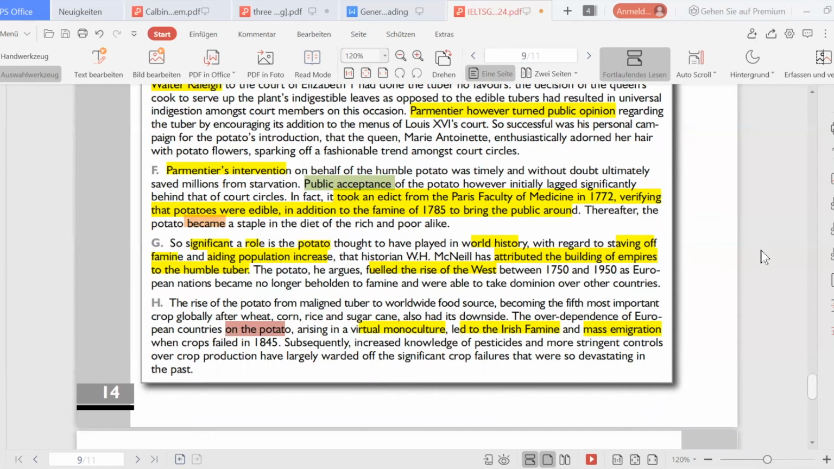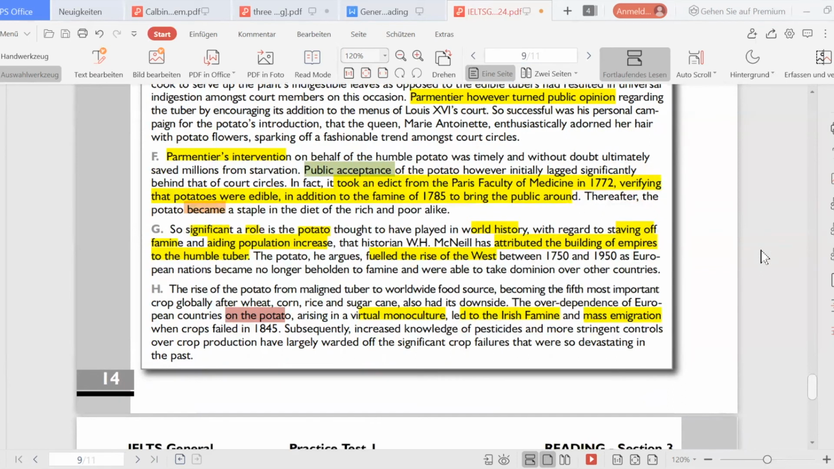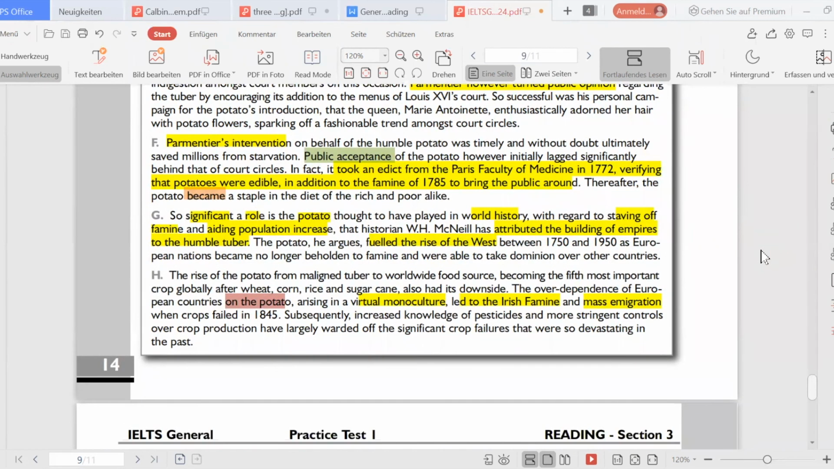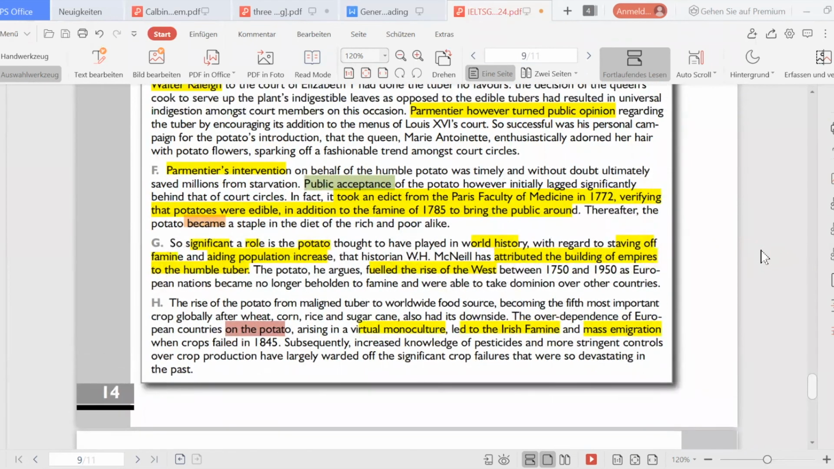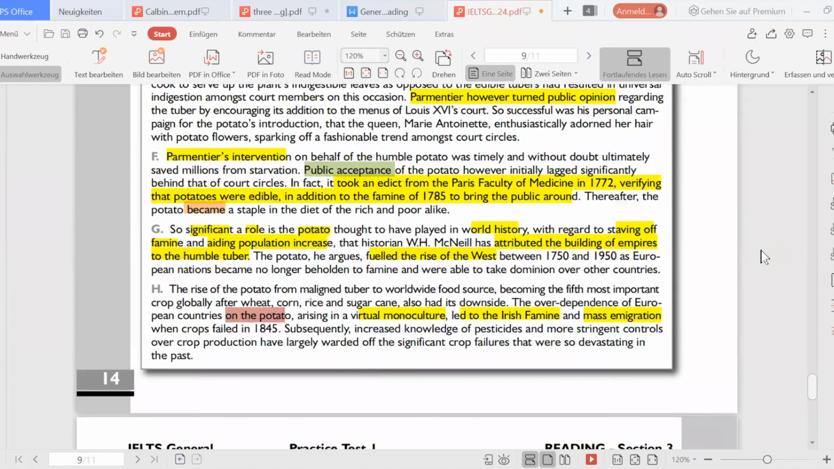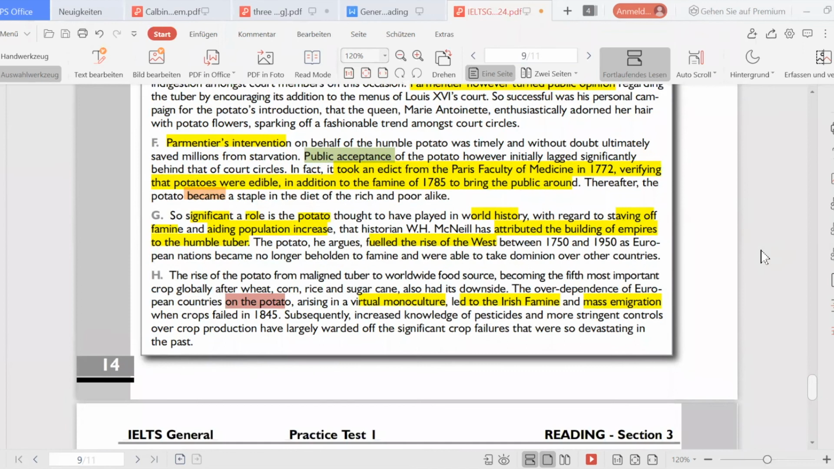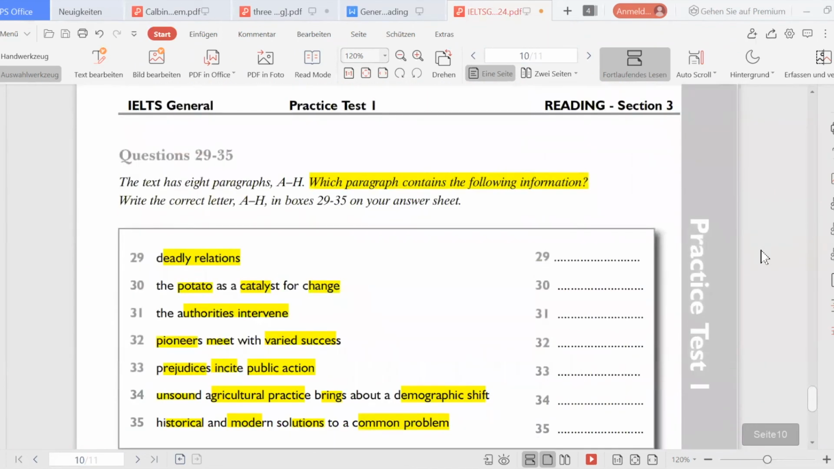So that is why it's so funny when I read this test. You will see it's really an interesting test, you know, history about potato, and I just kept on laughing when I was reading this. But yeah, so G is the answer. Potato as a catalyst for change.